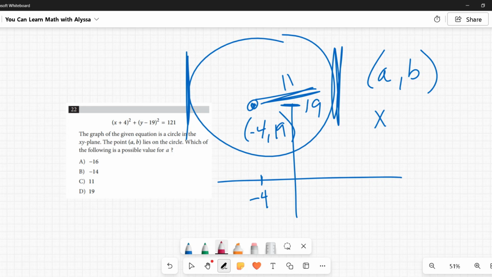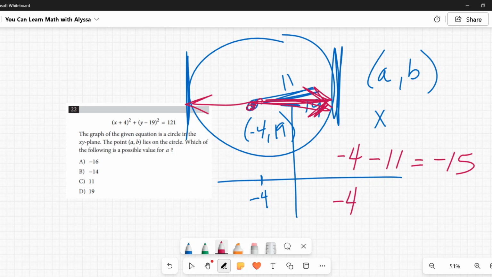So to find out the domain, that's our proper little term here, domain, the x values for this, how far to the left does it go? Well, it starts at negative 4 and it goes 11 to the left. So negative 4 minus 11 is negative 15. Then to the right, it starts at negative 4 and it goes towards the positive 11. So negative 4 plus 11, and that gives me 7.